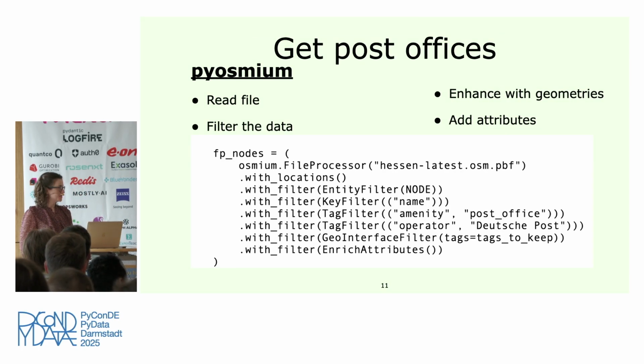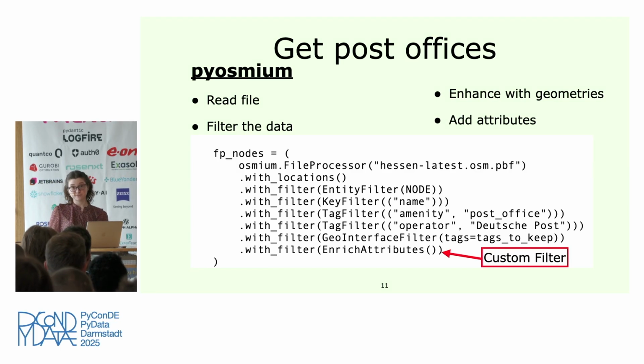Post offices we'll do in much the same way, but here we're going to use with locations instead of with areas. This enables the location caching. And then we're going to filter by entity, nodes, key, name. So I don't really care about the tag for name, but the places just should have some name, ideally. Then also these tags, what we saw using Overpass Turbo, GeoInterface filter, and what is this final filter, enrich attributes?